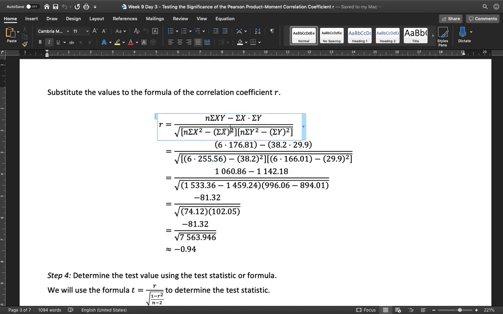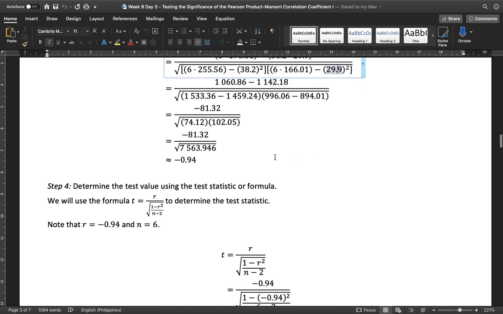The square of summation of x, so that's 38.2 squared. N is 6 again. Summation of y squared, 166.01. The square of summation of y is 29.9 squared. So we compute for the values, we will end up with negative 0.94. So that's our value of R.